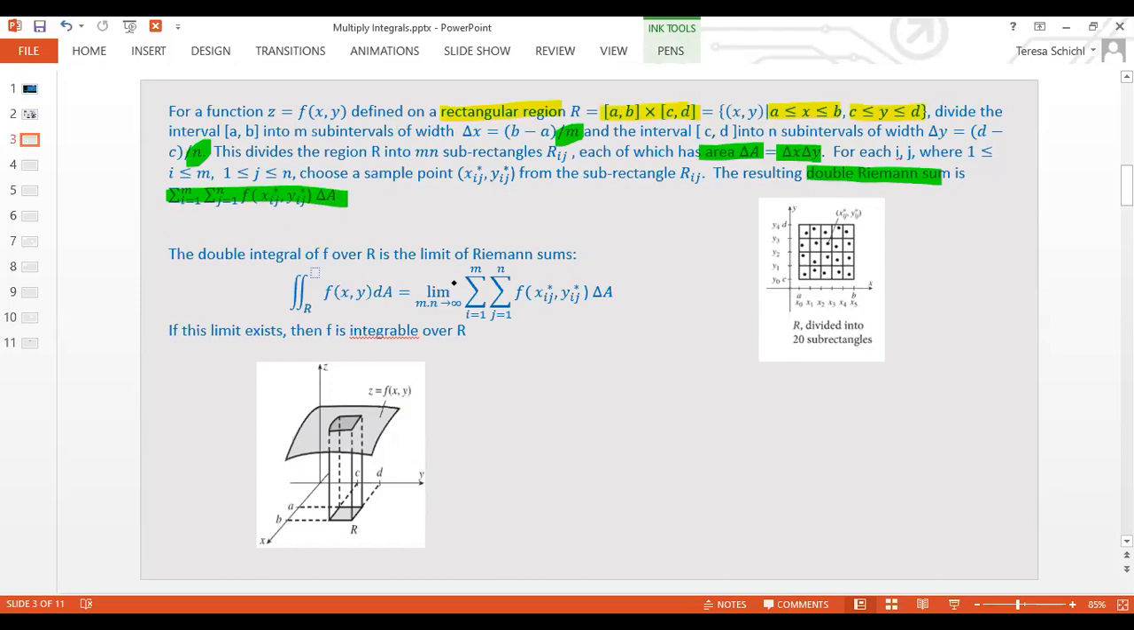Times the areas here. So that means if you divide it into many, many subintervals, then you let m and n both go to infinity, and the volume is going to approach your double integral. This is the kind of picture here. So basically you are looking for these volumes from this rectangle. That's what double integrals try to find: the volume under that curve.